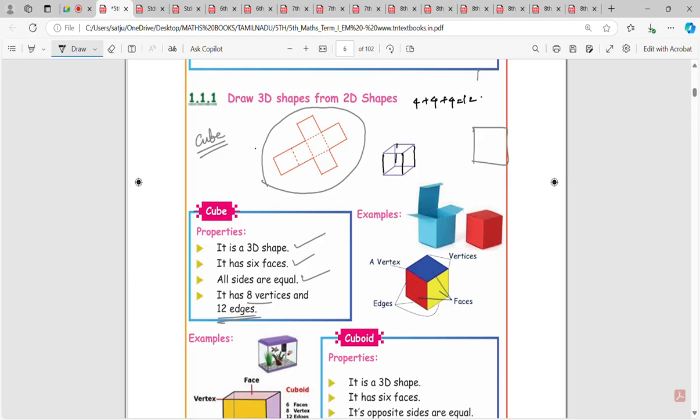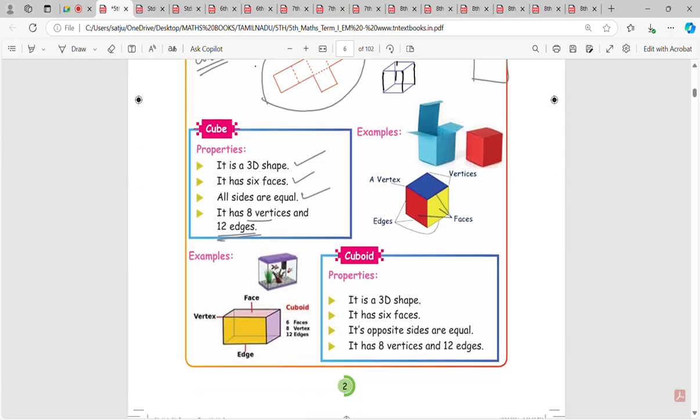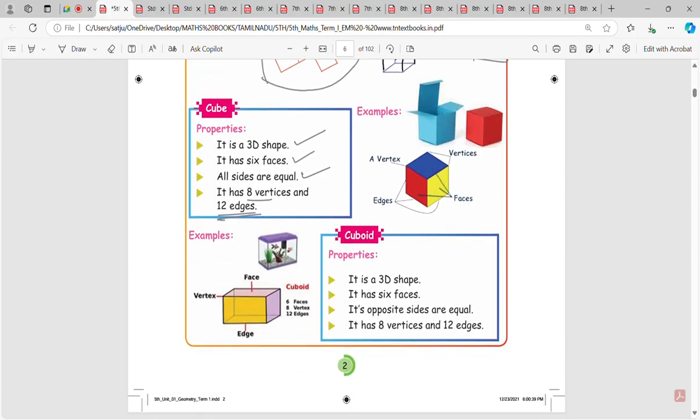So therefore 12 edges will be there in your cube. This is very important during the reasoning. Surely I will teach you these things. With this you are having a problem: 8 vertices and 12 edges. Shortcuts are also there, how to find out for a perfect cube, non-perfect cube. Okay, so this is very important.